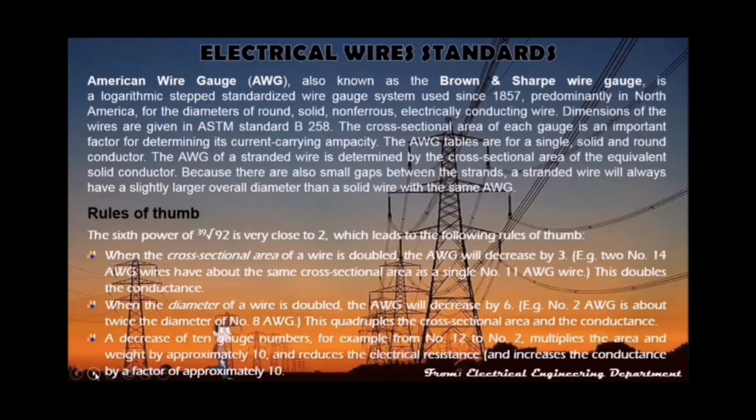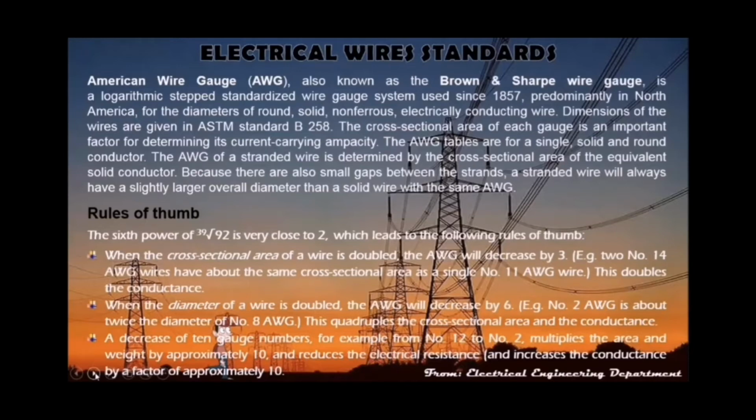Example, number 14 AWG wires have about the same cross-sectional area as a single number 11 AWG wire. Nadodoble niya yung conductance. When the diameter of a wire is doubled, the AWG will decrease. Pag yung haba naman ay na-doble, yung AWG niya, yung American wire gauge niya, mas bababa naman. Example, yung number 2 na AWG is about twice the diameter of number 8. This quadruples the cross-sectional area and the conductance.